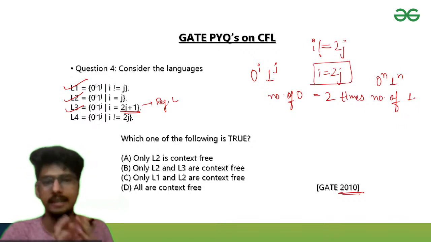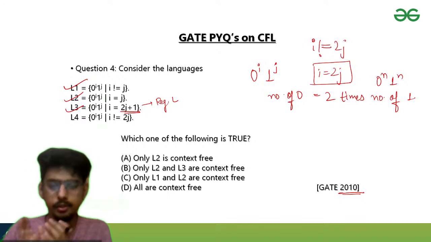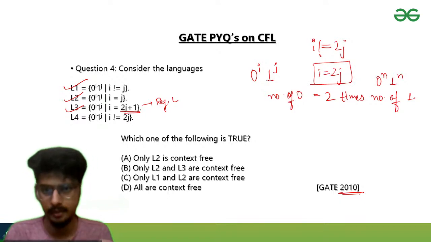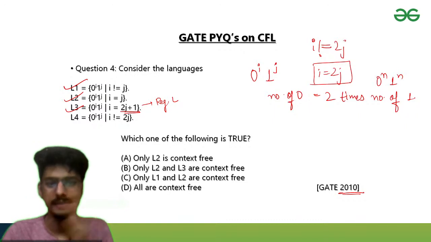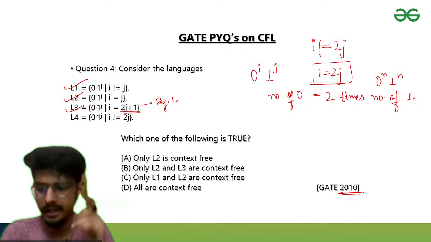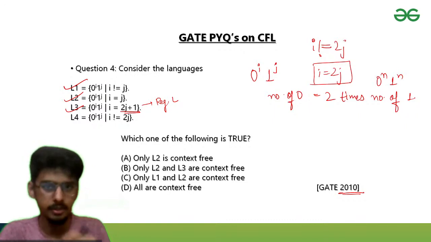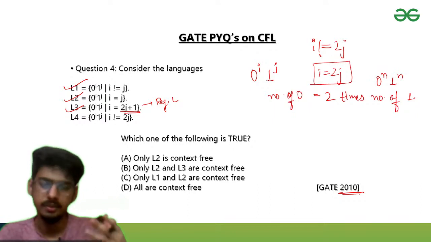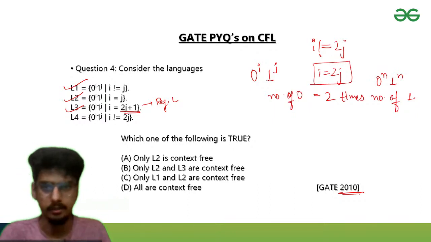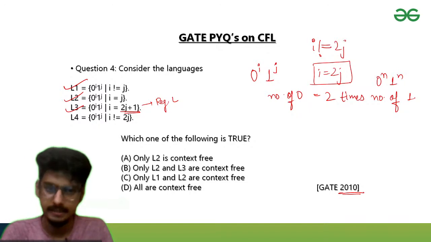So if it was i equal to 2j, then for every 2 zeros, you will push 1 zero into the stack, because the number of 1s is exactly half the number of 0s. And then when you start seeing 1s, you will start popping elements from the stack.